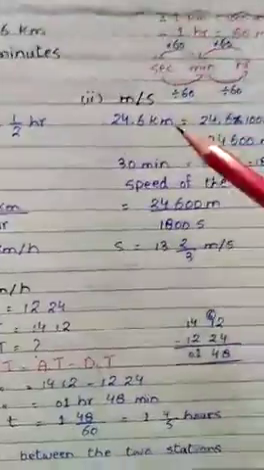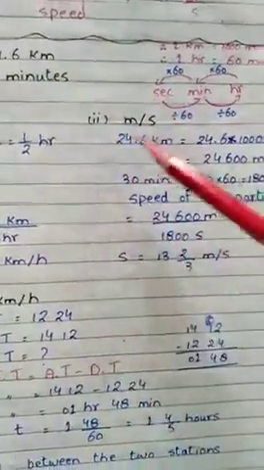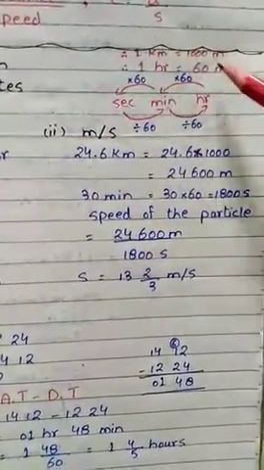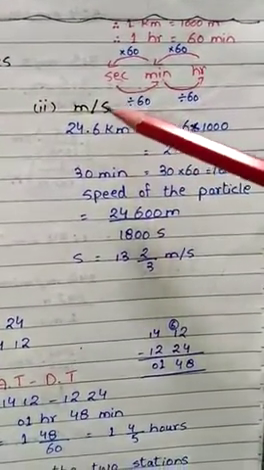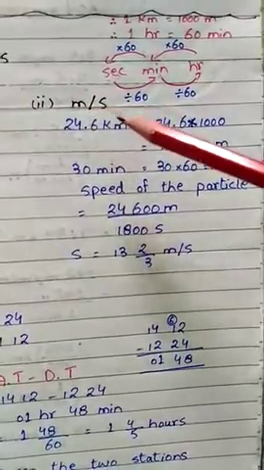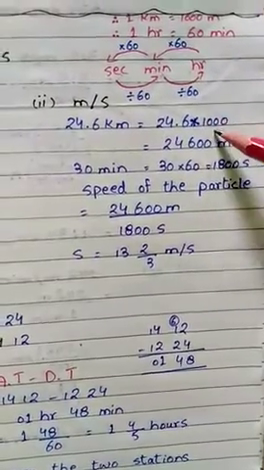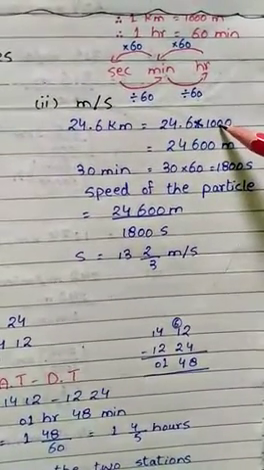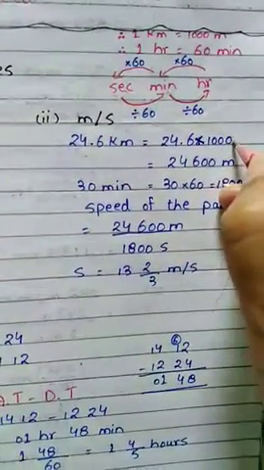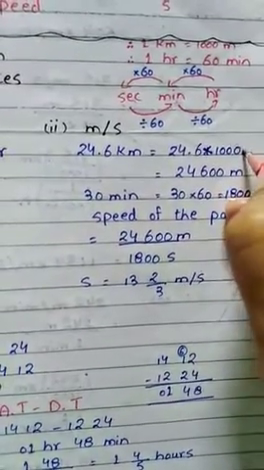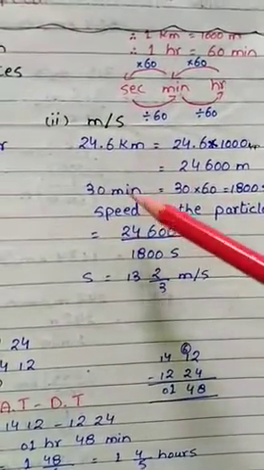Now in part 2, you are supposed to find the speed in meter per second. The distance is in kilometer, and we know that 1 kilometer is equal to 1000 meters. Again, kilometer is the bigger unit and meter is the smaller unit, so we are converting kilometer into meter, and we multiply by 1000, because 1 kilometer is equal to 1000 meters. So 24.6 multiplied by 1000 gives 24600 meters.